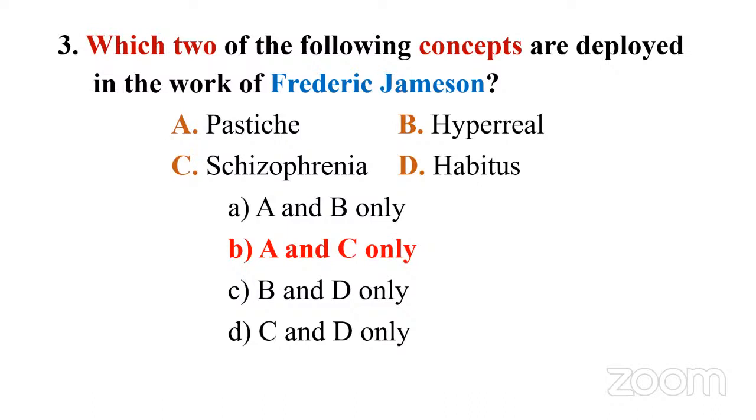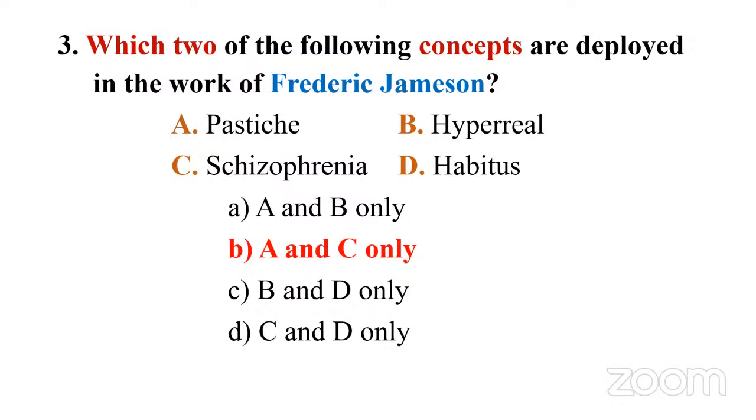So let's go to the answer. Answer is actually B, A and C only, pastiche and schizophrenia. But if you just stop with knowing the answer, then that's a waste of time. And most teachers or others, when they discuss a question paper, they just tell you the answer and leave, and that is a lazy piece of work.